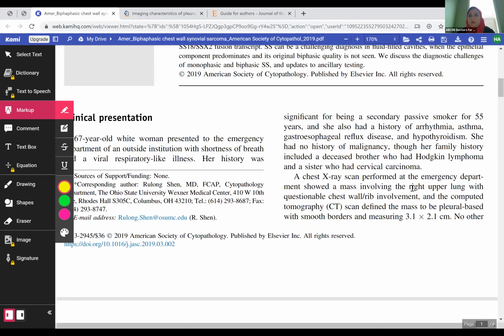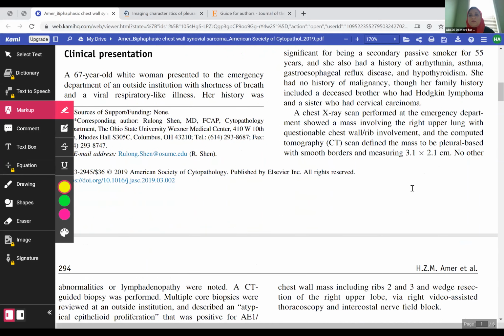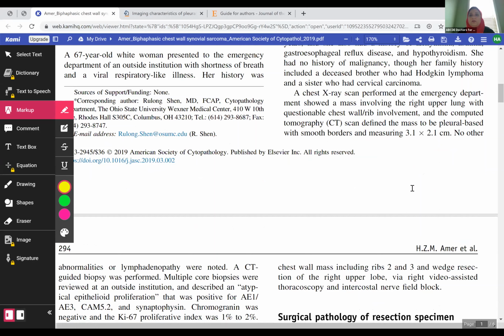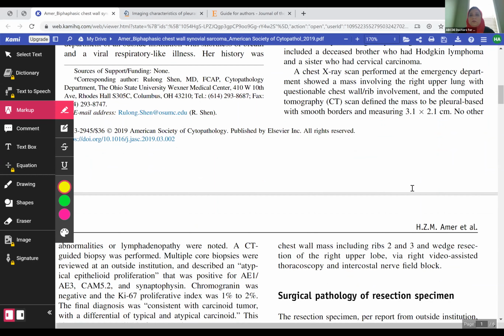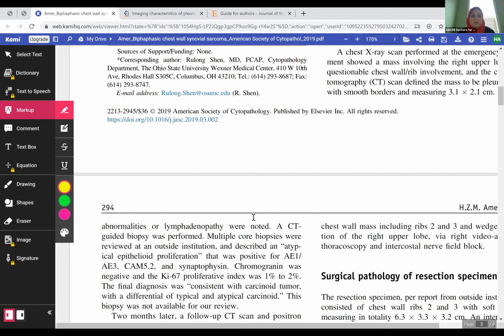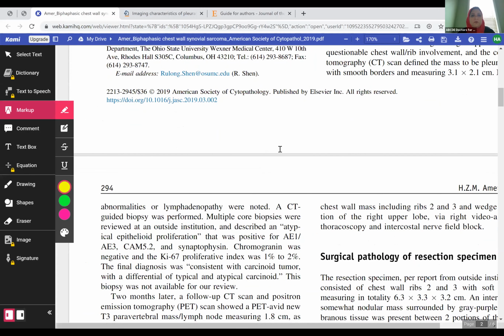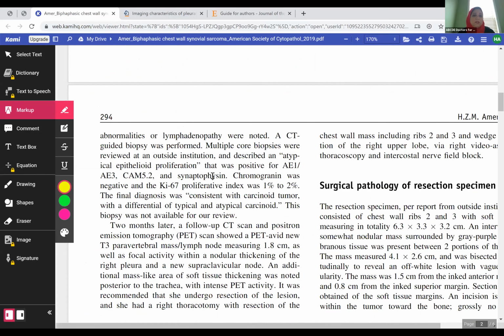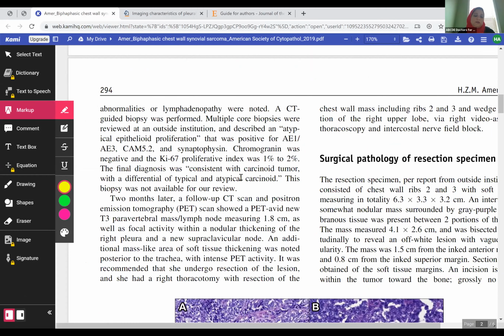All right, now we're talking about imaging. The X-ray performed at the emergency department showed the chest wall mass, how it was pleural based, how it measured. Once again, keep in mind that the person reading this might not just be a pathologist, might be a radiologist, and the radiologist is going to want to know what this looked like. And then what did they do? CT-guided biopsy, multiple core biopsies. These were reviewed at an outside institution, and it was misdiagnosed, or understandably consistent with carcinoid tumor.